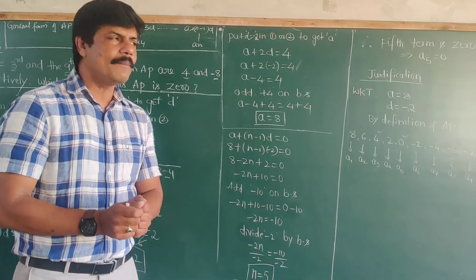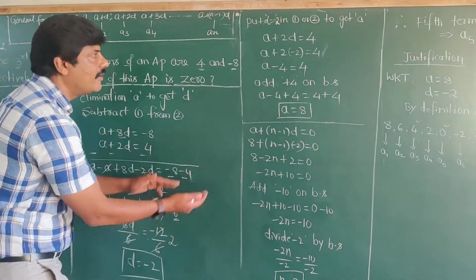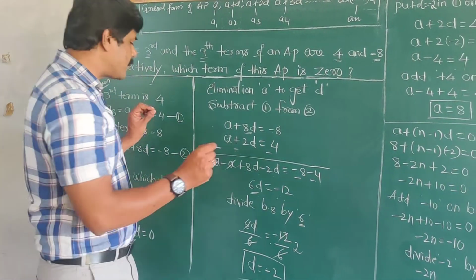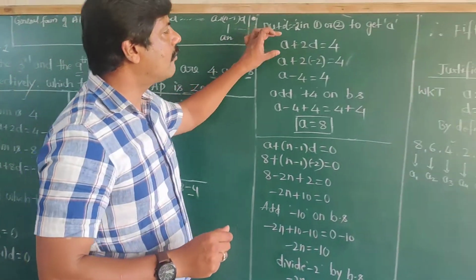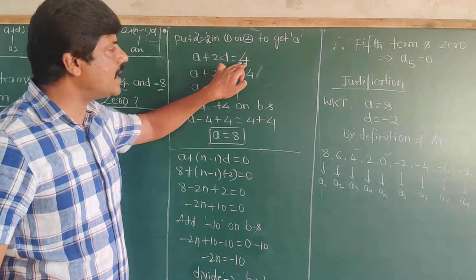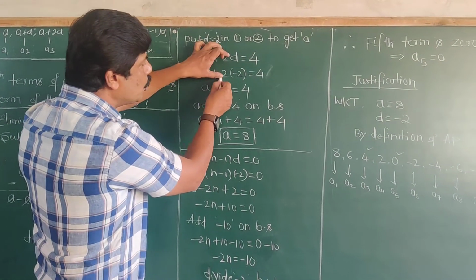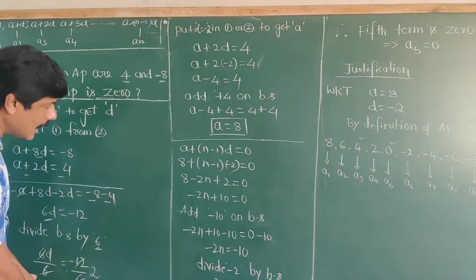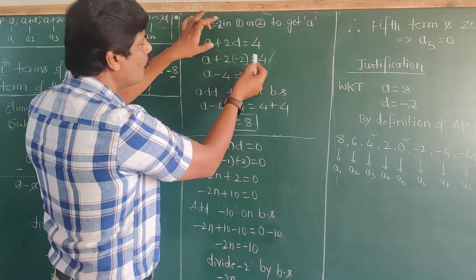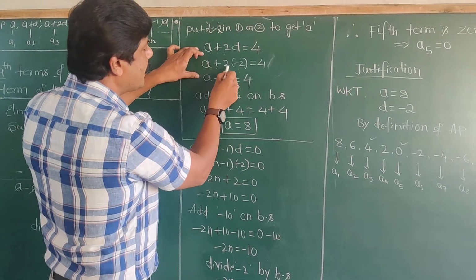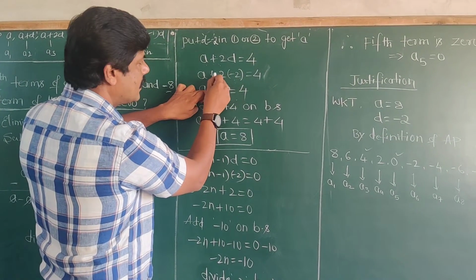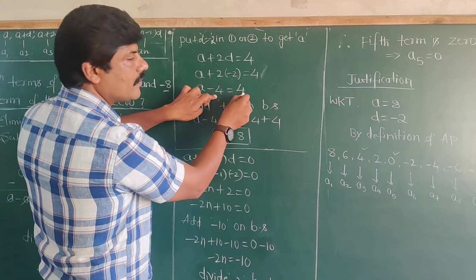Once we get the value of d, we are going to substitute the value of d in either equation 1 or 2. That is left to you. I am substituting the value of d here in equation number 1. What is equation number 1? a plus 2d is equal to 4, and the d value we have got here, so I am substituting minus 2. a plus 2d is equal to 4. a plus 2 into minus 2 is equal to 4. a plus, into minus 2 times 2, minus 4, is equal to 4.